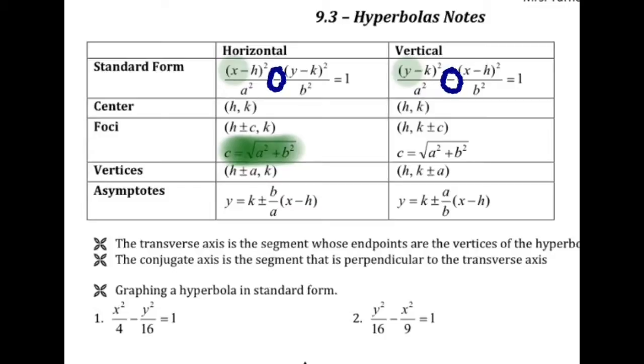Now vertices, again, are just going to kind of come out from the formula. And asymptotes, I'll tell you what, I wouldn't even worry about the asymptotes here. We're going to graph them. I'm never going to ask you to just give me the asymptotes. So that'll happen from our graphs. So let's take a look at some examples now.